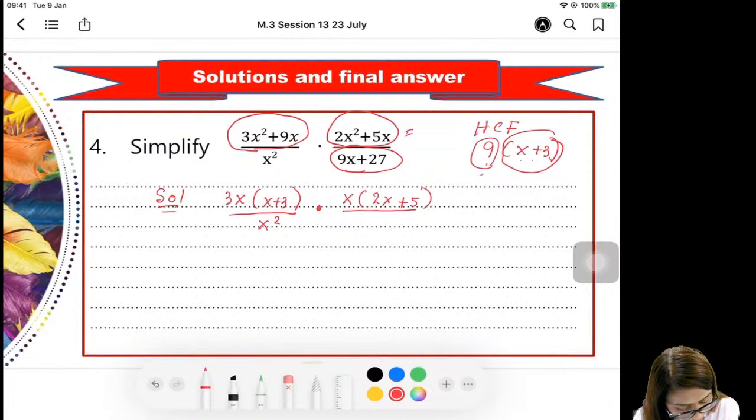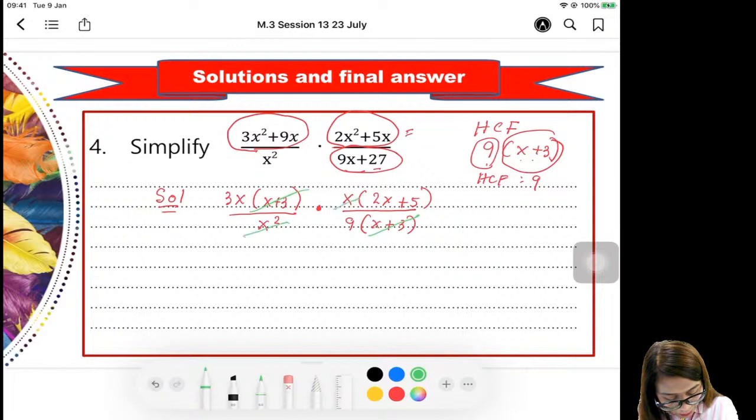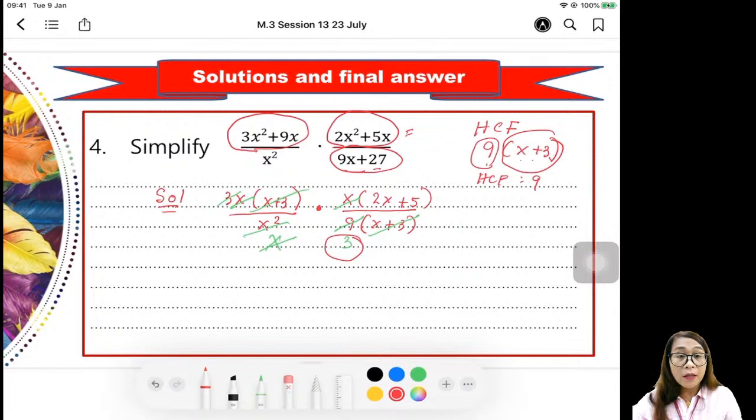Okay, so this is the HCF. 9 is the HCF. So you take it out and then 9x divided by 9 is x. 27 divided by 9 is 3. And we can cut this. X plus 3, x plus 3, x squared divided by x. This is now x. And we also have 3 divided by 3 is 1. 9 divided by 3 is 3. What is left is 3 in the denominator.